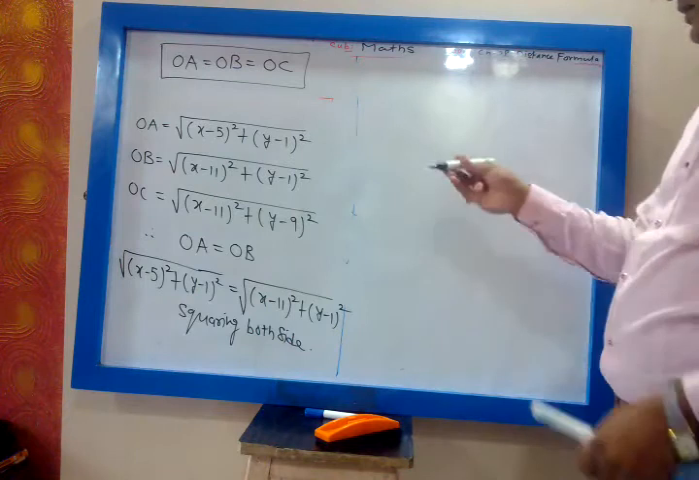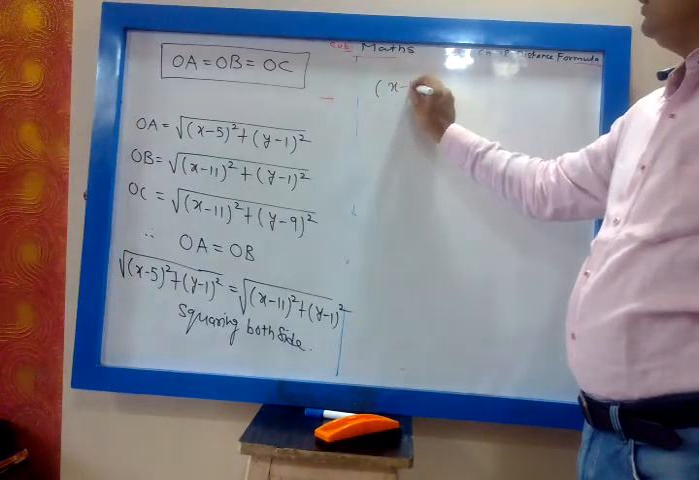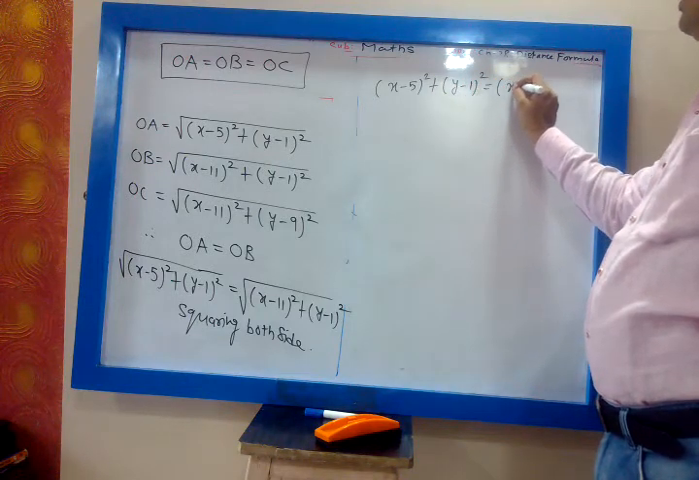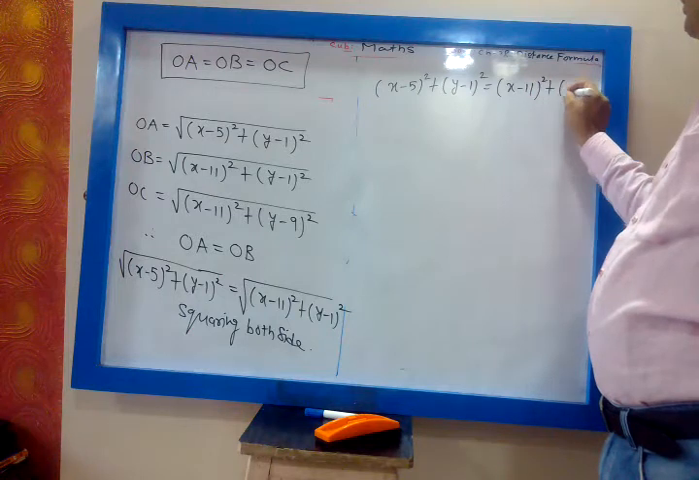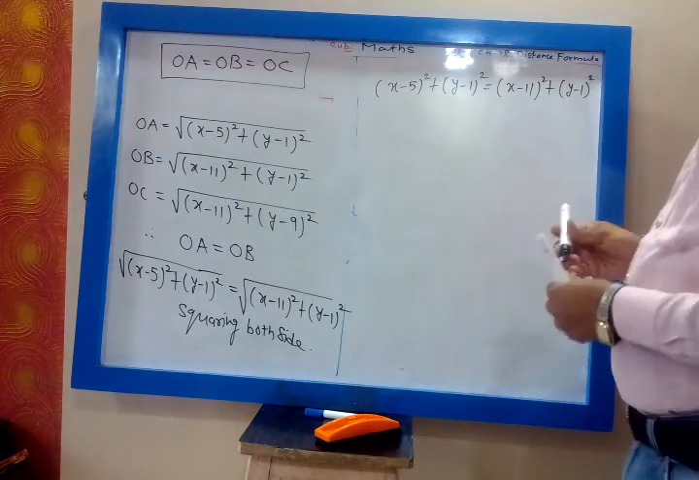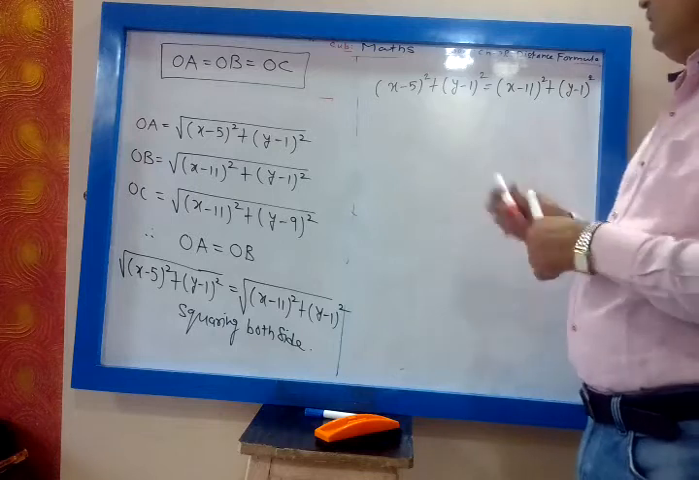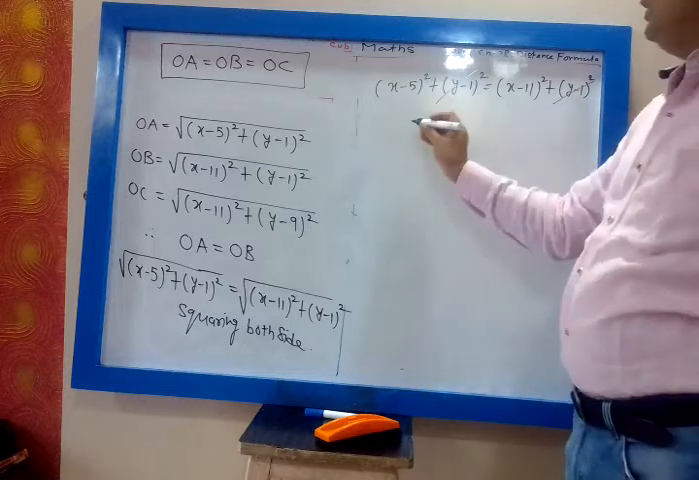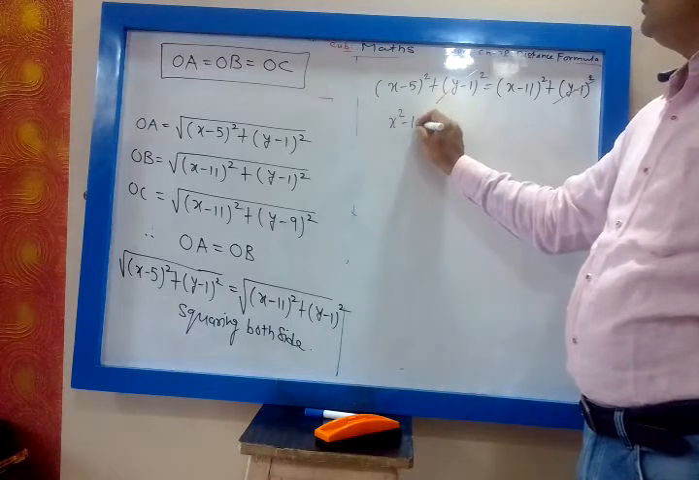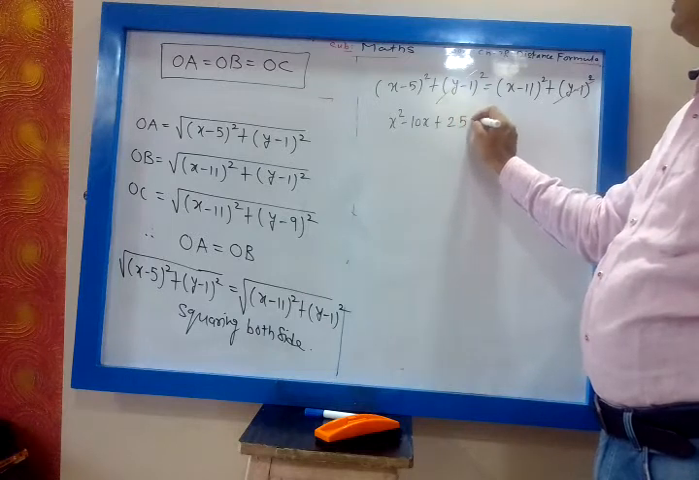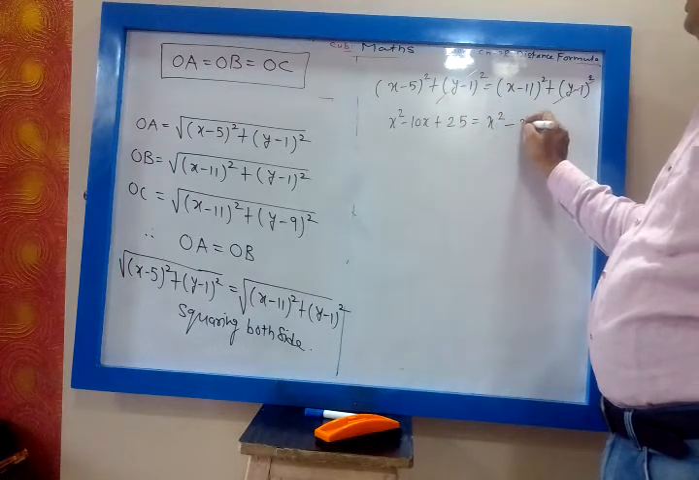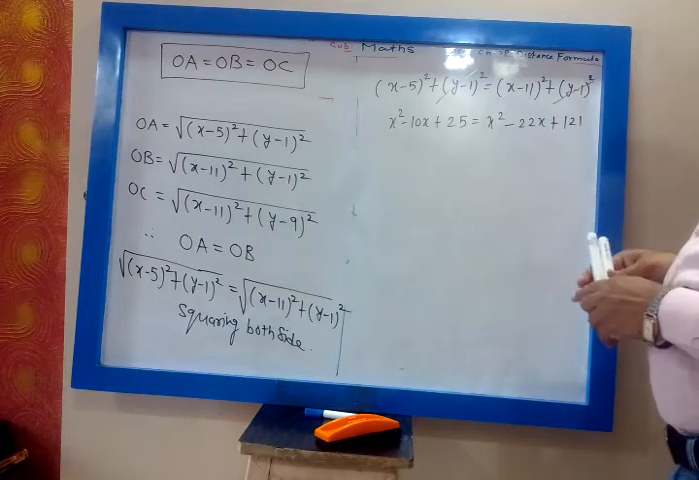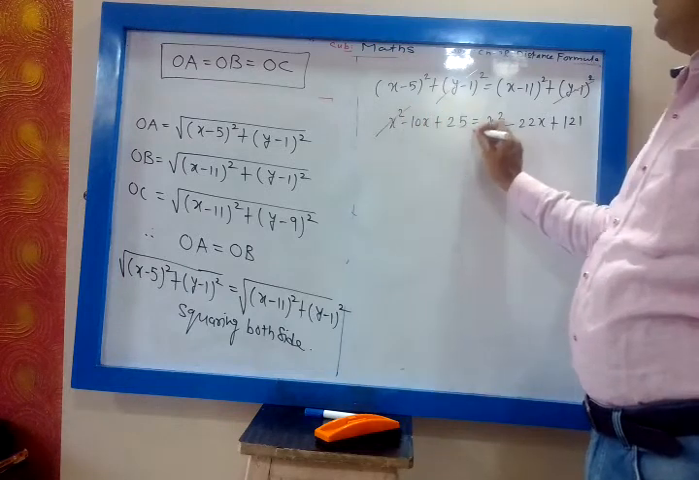So (x minus 5) whole square plus (y minus 1) whole square is equal to (x minus 11) whole square plus (y minus 1) whole square. See, there is no need to solve this. Y minus 1 whole square gets cancelled directly. So (x minus 5) whole square gives x square minus 10x plus 25, equal to x square minus 22x plus 121. Here x square gets cancelled.